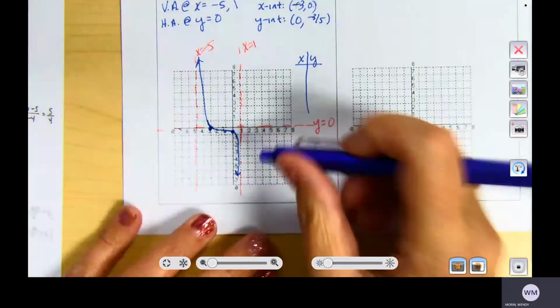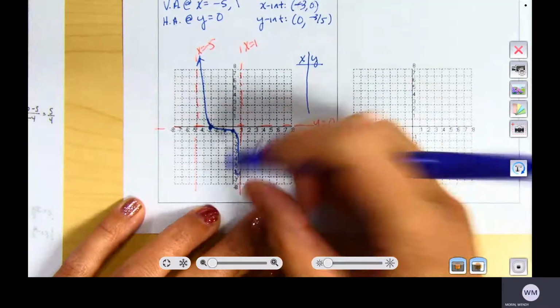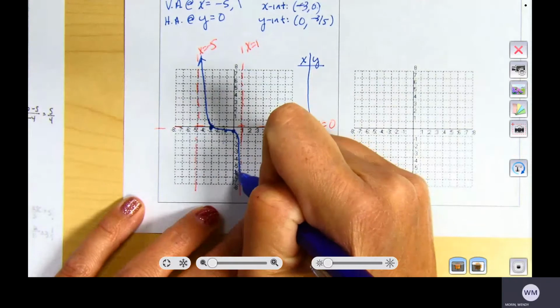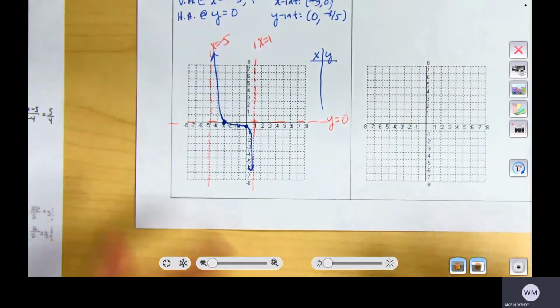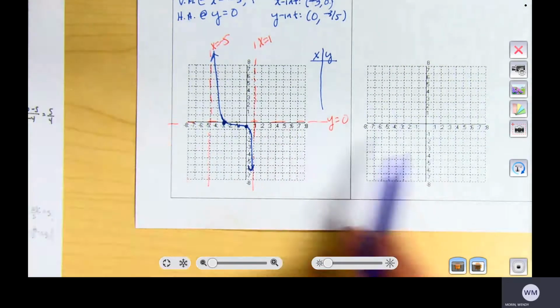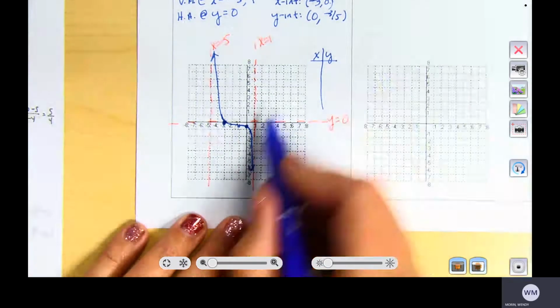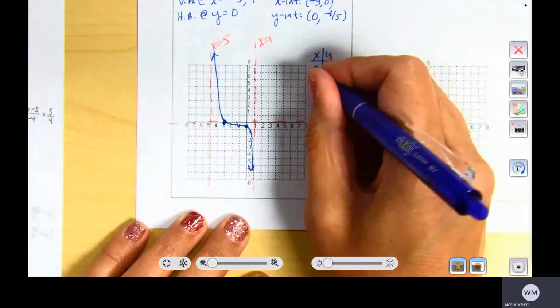So again, I don't want you to think that this is curving back in. It never gets there and it never curves back in, okay? So I know that that's going to have to happen. But what happens on the other side? So let's pick something over here. I don't know, let's pick 2.